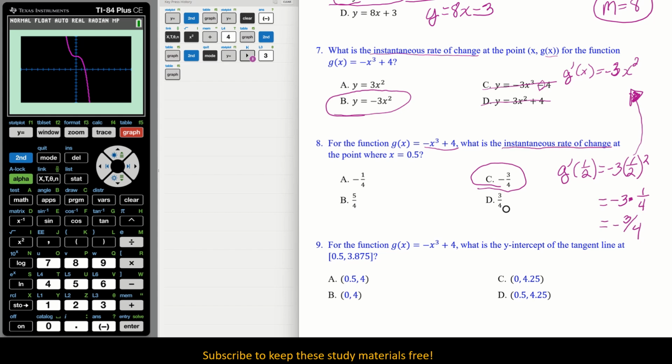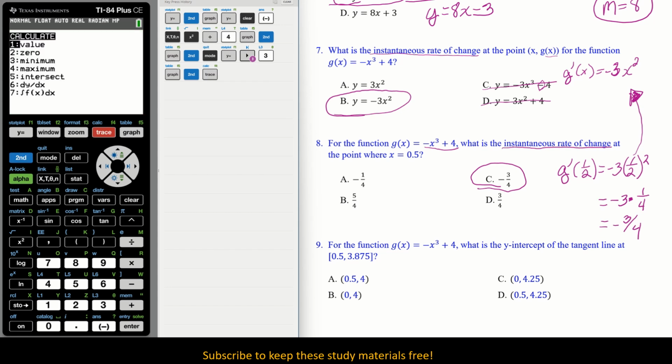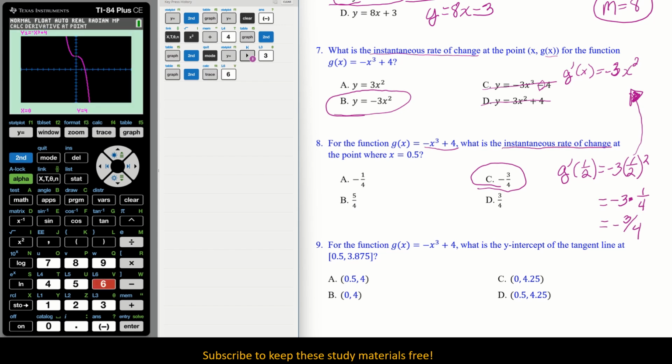How could we get this the way we want? Remember, we did this before. Let's go second calc and go down to number 6. That'd be your first derivative. And when you're there and it's flashing, we want 0.5. So I am going to put in 0.5. See how it highlights up? And I'm going to push enter. Now look up at the top where it has the first derivative. It says negative 0.75, which is negative 3/4. Same difference. So that is the correct value.